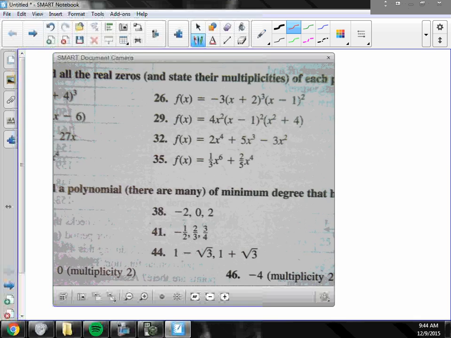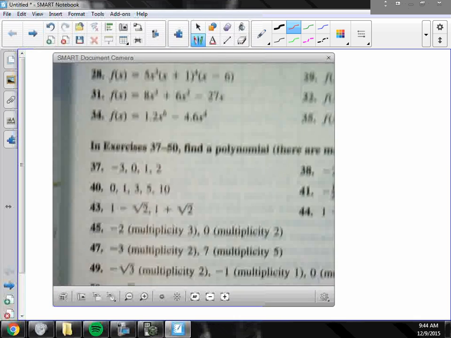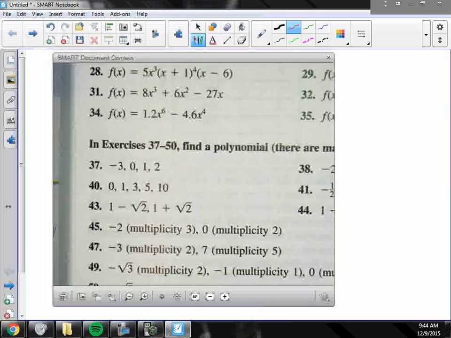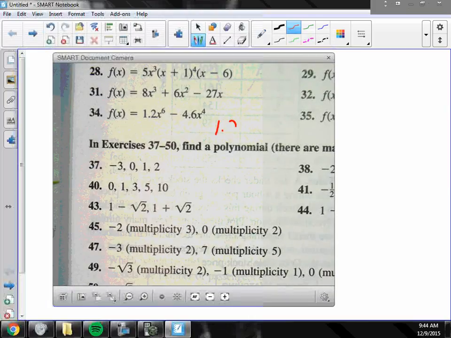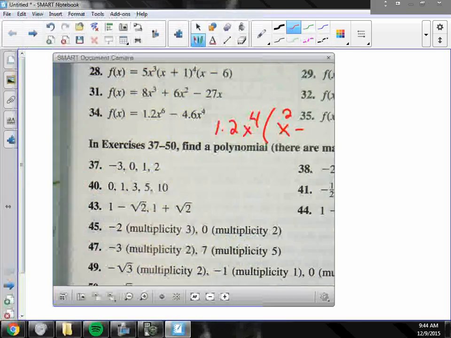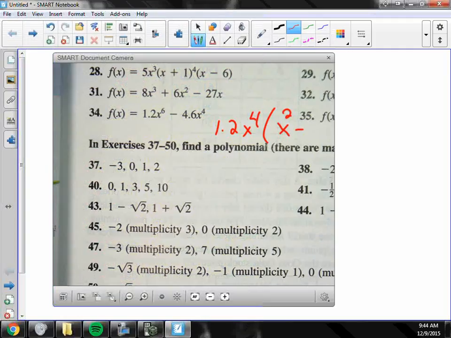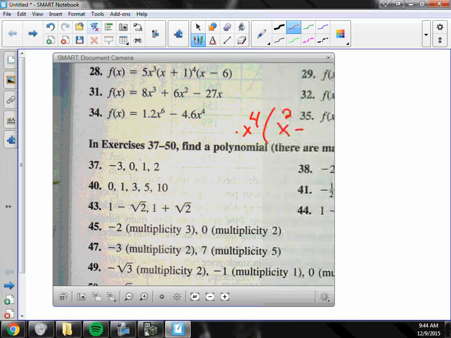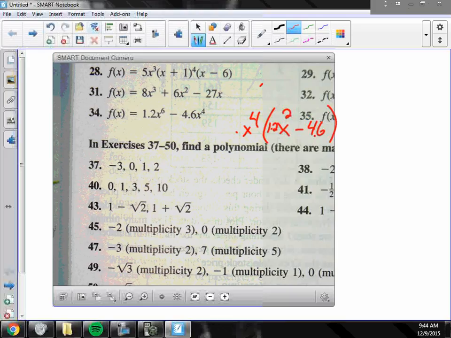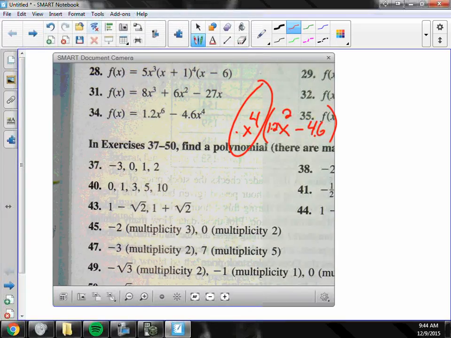How would you do 34? So take out 1.2x to the 4th, and we're left with x squared minus, wait, does 1.2 go into 4.6? So 2.4, 3.6, that actually doesn't work. So we end up with 1.2 x squared minus 4.6. This one's easy. 0 multiplicity 4. How do I solve that?